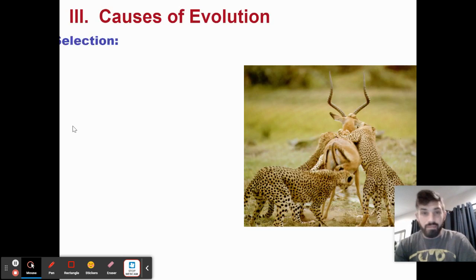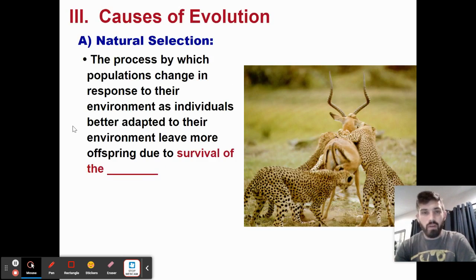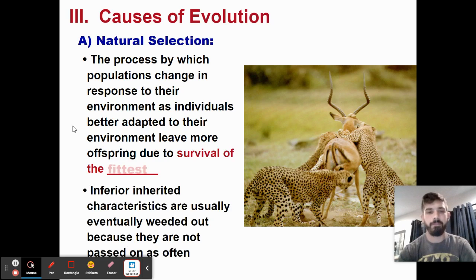Some causes of evolution. You have natural selection, which we've been going over. Survival of the fittest. It's the process by which populations change in response to their environment. Individuals better adapted to their environment leave more offspring due to survival of the fittest. The inferior inherited characteristics are usually weeded out because they aren't going to be passed on as often. If you're born with a genetic mutation or characteristic that is not as good as others, you're probably going to die off in the animal world. In the human world, we take care of our sick and weak.